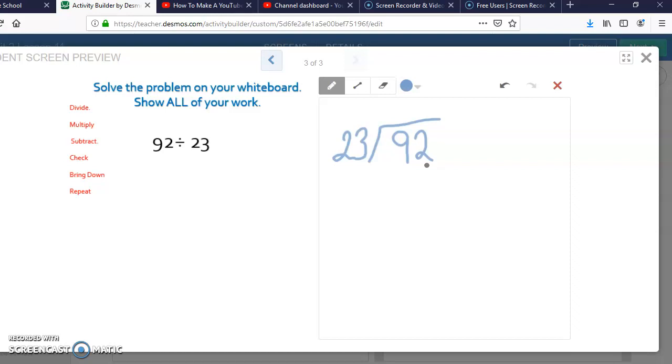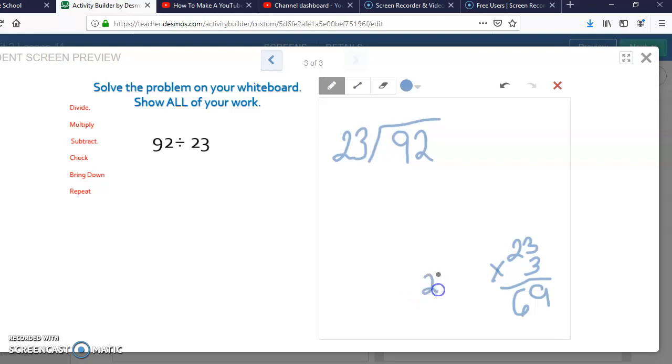23 is pretty close to 25, and I know it takes 4 25s to be in 100, and 92 is close to 100, so I'm thinking I'm going to try 23 times 3. Let's see where we get when we do that. 3 times 3 is 9. 3 times 2 is 6. That's 69. Wonder if I could get closer.